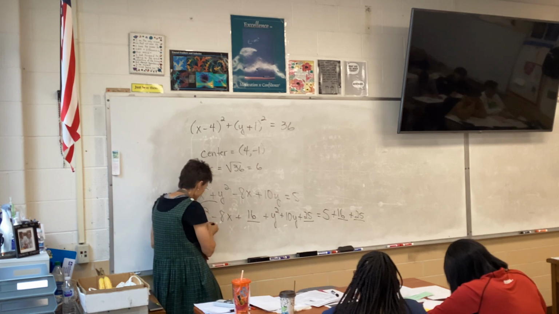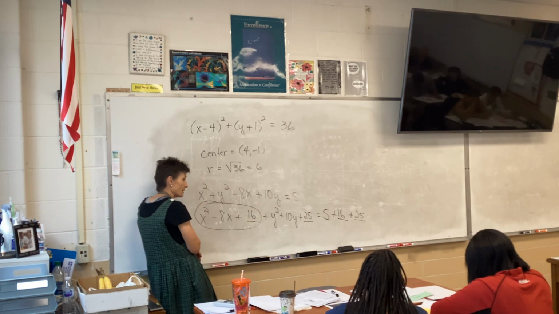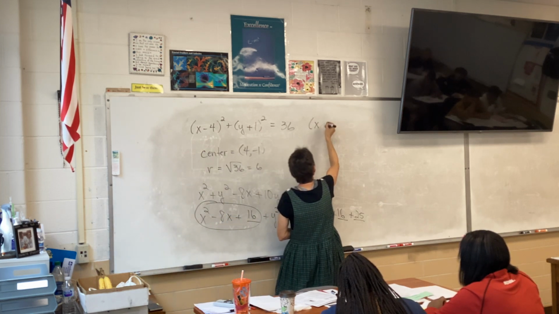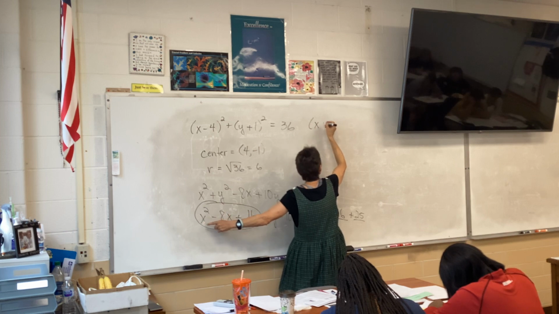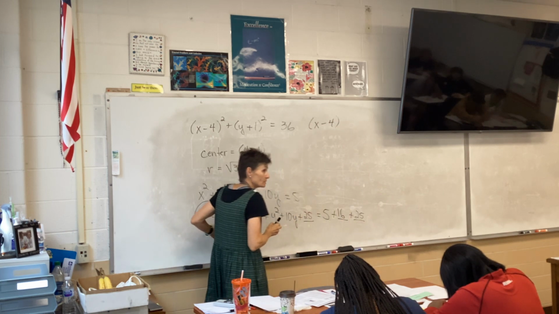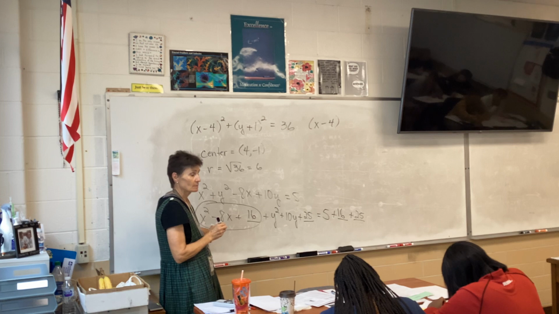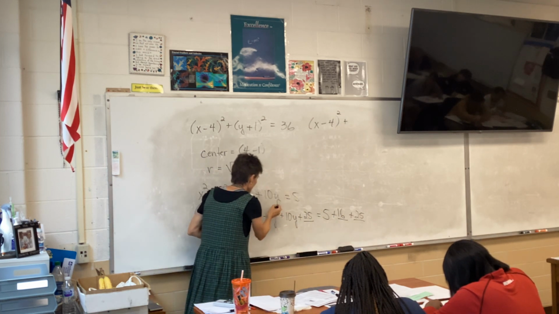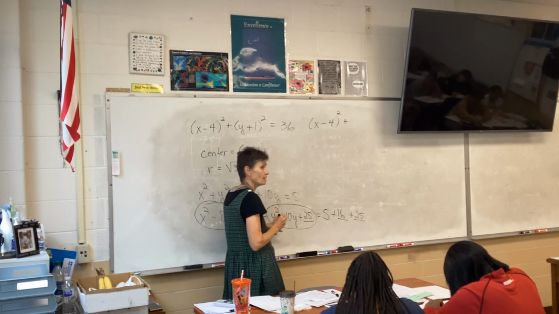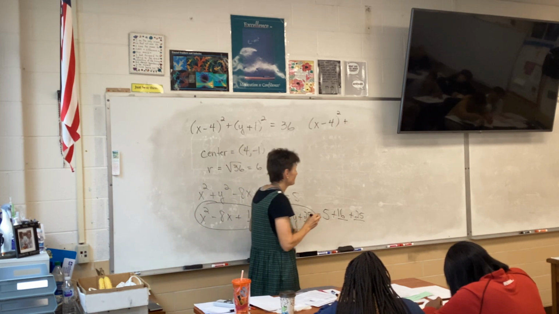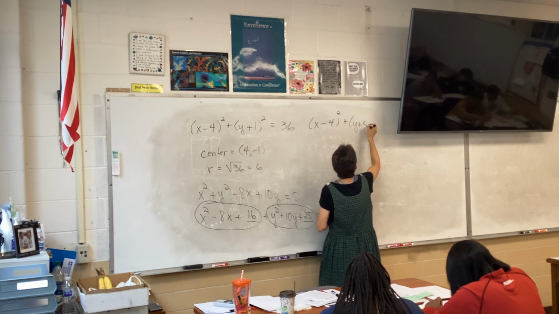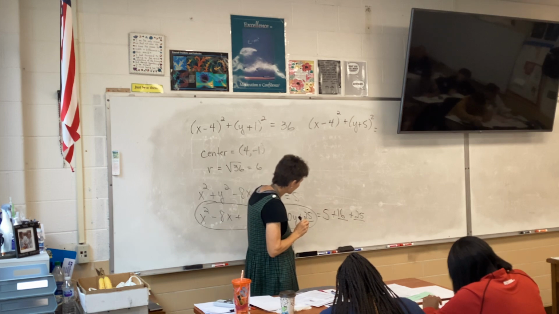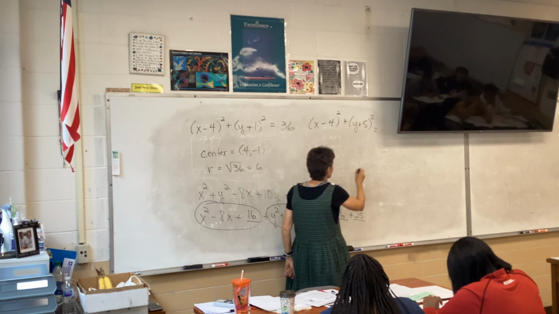Now, see this guy right here? He's a perfect square. What square is he? X minus 4? And what square is my y? He is also a square. He is y plus 5. And then I'm gonna just add all that up, and that is 46.